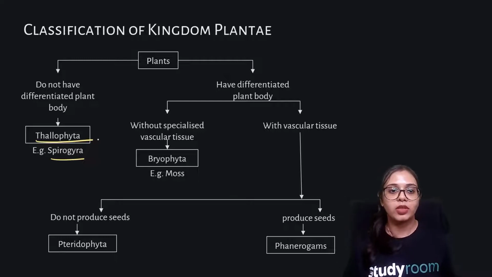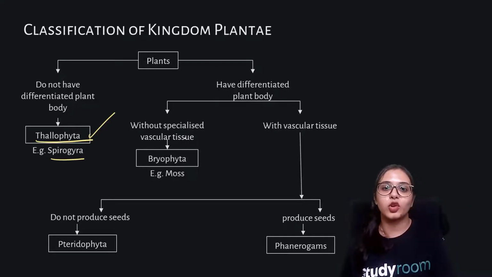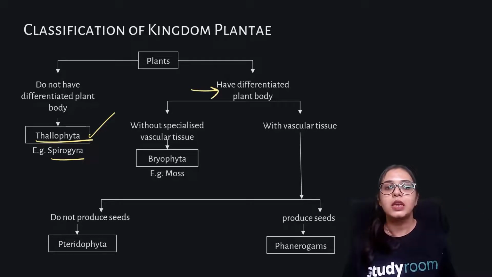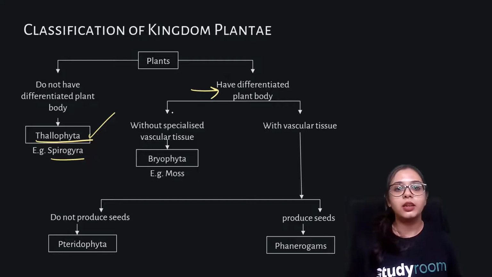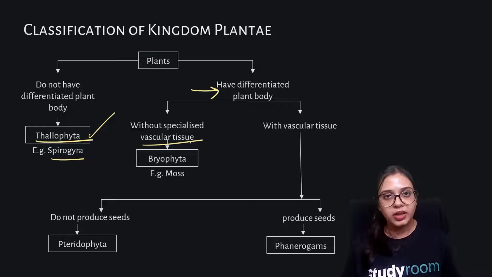Okay, so you have the Thallophyta. These do not have differentiated plant bodies. The other plant structures have differentiated plant bodies, and you will again divide these into two categories. Plants that do not have specialized vascular tissue, that means they do not have xylem and phloem, are the Bryophyta. Example: moss.